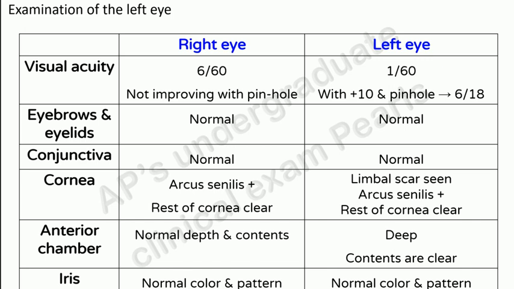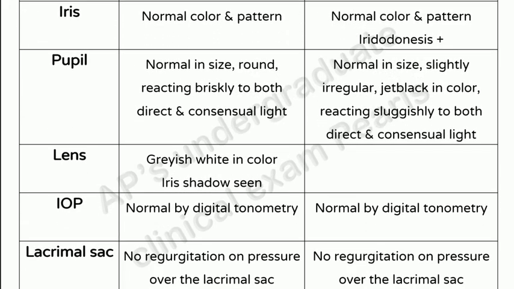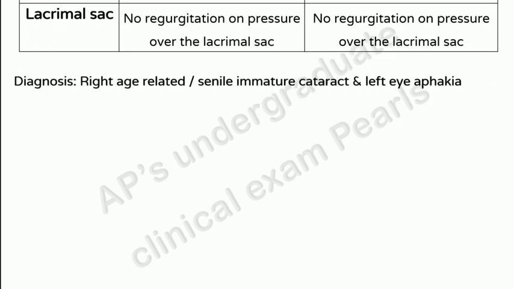limbal scar seen, arcus senilis present, rest of cornea clear, anterior chamber deep, contents are clear, iris is normal in color and pattern, iridodonesis is present, pupil normal in size, slightly irregular, jet black in color, reacting sluggishly to both direct and consensual light, intraocular pressure normal by digital tonometry, and no regurgitation on pressure over the lacrimal sac. Diagnosis: right age-related or senile immature cataract and left eye aphakia.